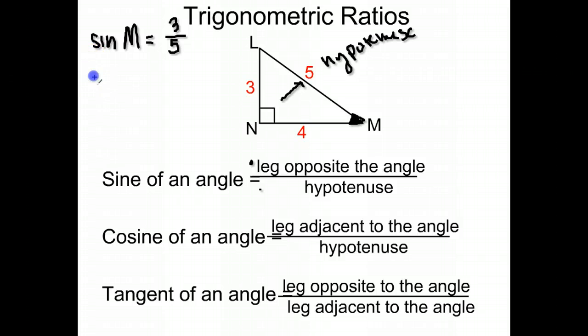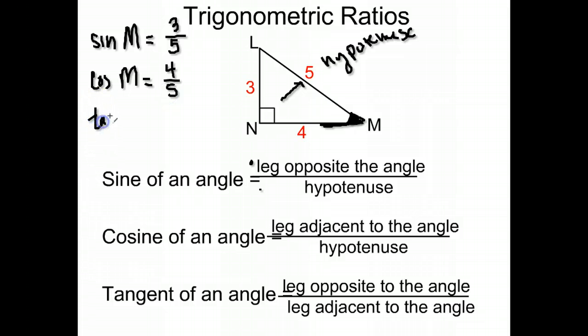Okay, let's say I'm finding the cosine of M. Cosine is the adjacent leg over the hypotenuse. Okay, so again, we're at angle M. Adjacent leg means the leg right next to or touching it. That would be length 4. And then over the hypotenuse, again, my hypotenuse was 5.